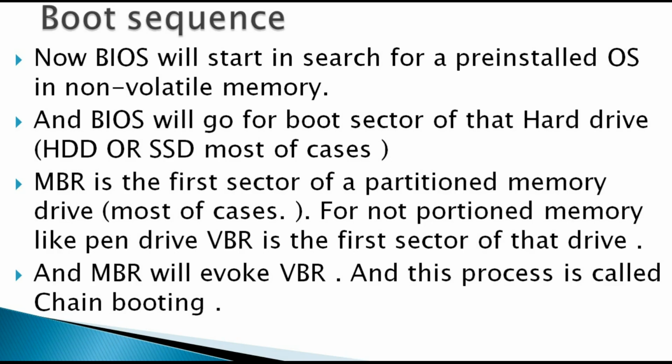So MBR is the first sector of a hard drive, and that sector is called sector 0, and VBR is the first sector of that partition. Every partition has its own VBR, and VBR knows everything about that partition, and MBR knows everything about that whole hard drive and every single partition. But BIOS is ignorant and cannot distinguish MBR from VBR, so it always goes for the first sector of that drive, and that is only MBR in most cases.